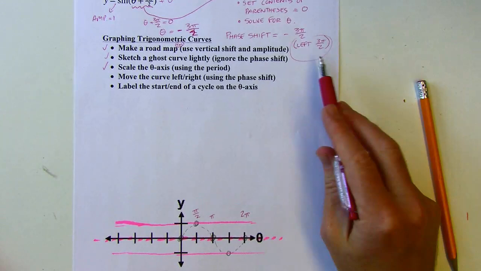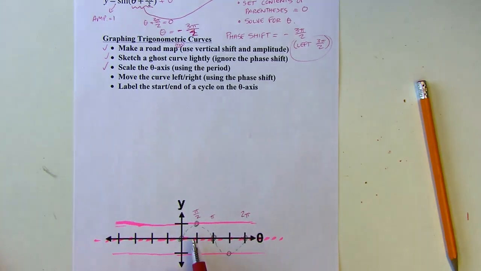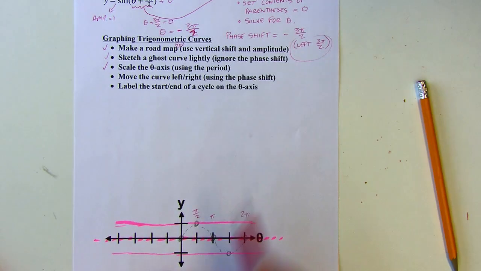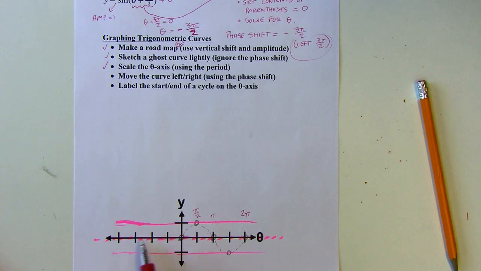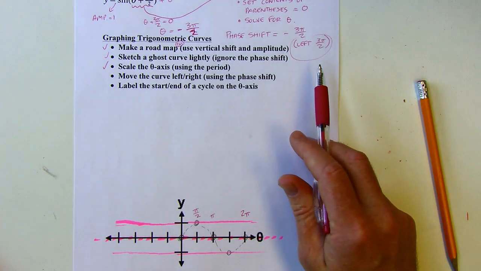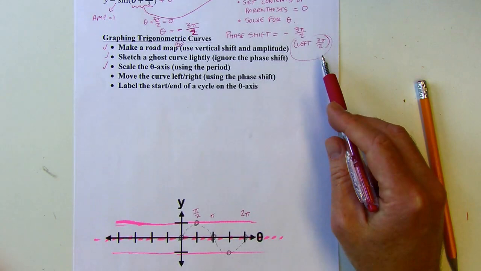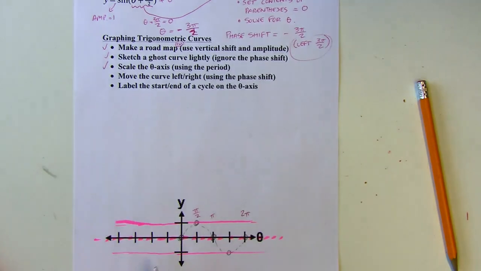So you can't really move it 3 pi over 2 to the left before you know what your scale is on your theta axis, okay? Now, this can be a big pain if you're not moving an exact amount of ticks left or right, but I'm going to give you problems in my class where you are moving either 1, 2, 3, or 4 ticks to the left or the right, okay? So I'm thinking about this 3 pi over 2. What does that mean on this graph?